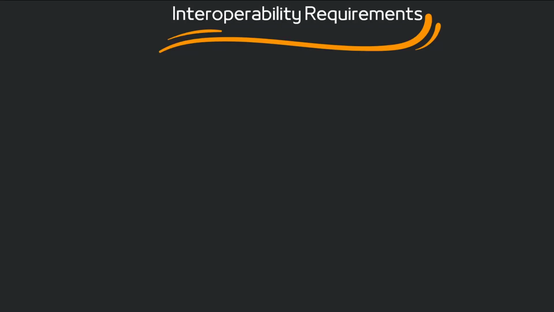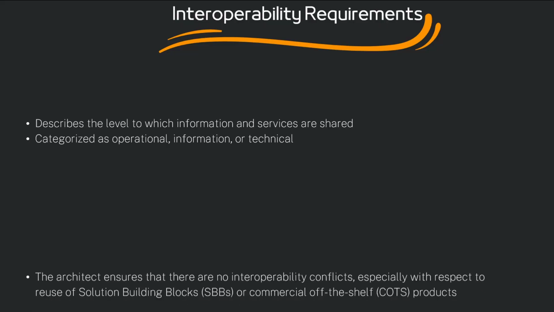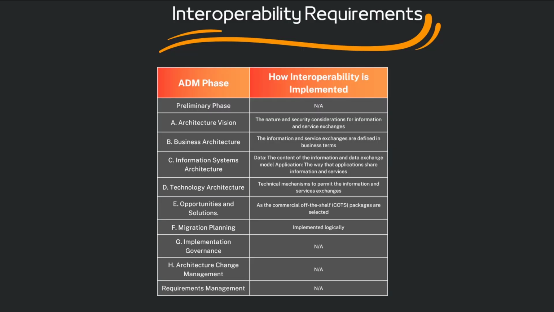Interoperability requirements describe the level to which information and services are shared. They are categorized as operational, informational, or technical. The architect ensures that there are no interoperability conflicts, especially with respect to the reuse of solution building blocks or commercial off-the-shelf products. Interoperability requirements come into play in different phases of the ADM, typically phases A through F.